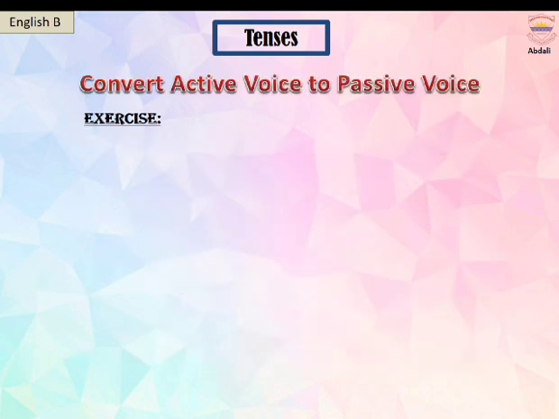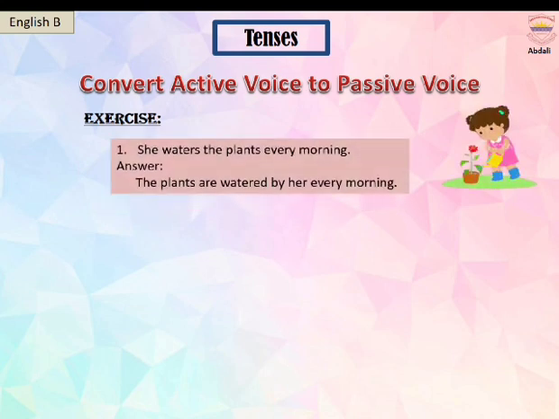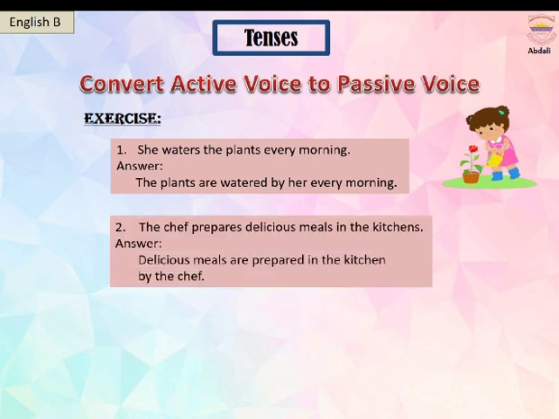Convert active voice to passive voice. "She waters the plants every morning." And the answer is, "The plants are watered by her every morning." "The chef prepares delicious meals in the kitchen." And the answer is, "Delicious meals are prepared in the kitchen by the chef."